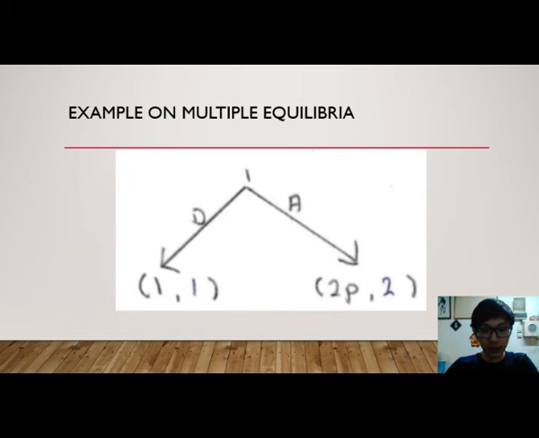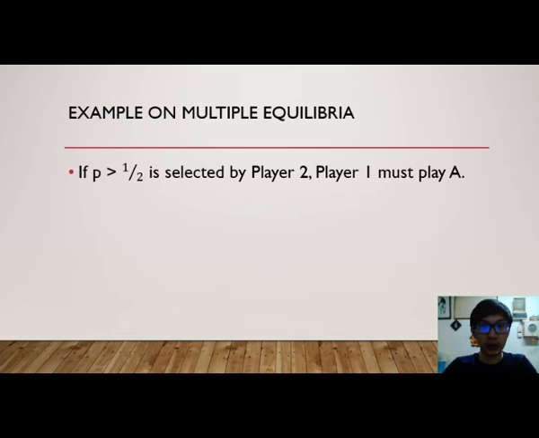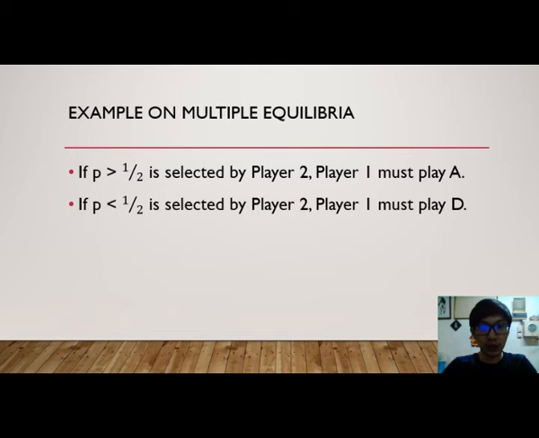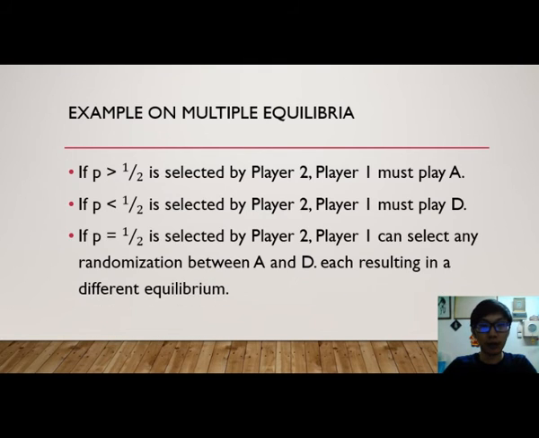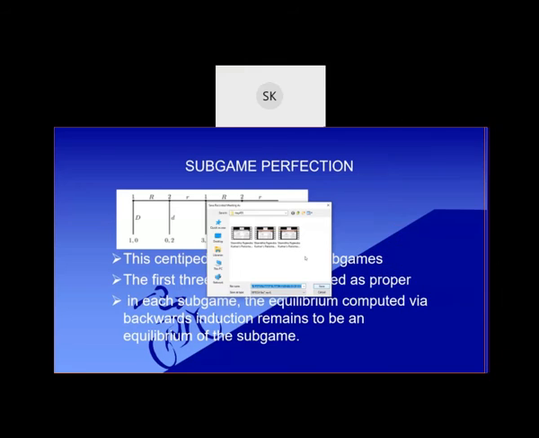The strategy selected for player 1 depends on the choice of p. This is the result: if p is greater than 1/2 selected by player 2, player 1 must play A, and if p is smaller than 1/2, player 1 must play D. If p equals 1/2, player 1 can select any randomization between A and D, each resulting in a different equilibrium. Thank you.